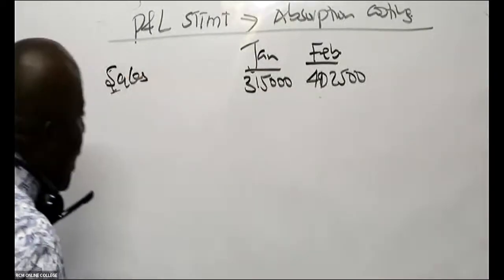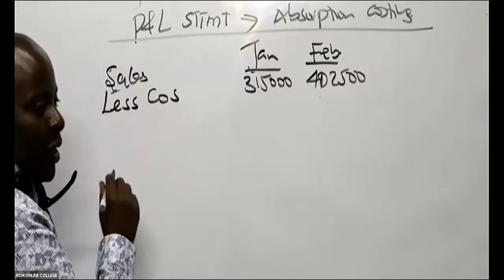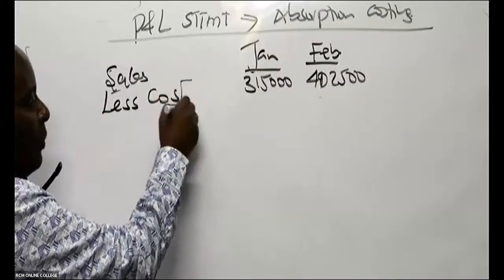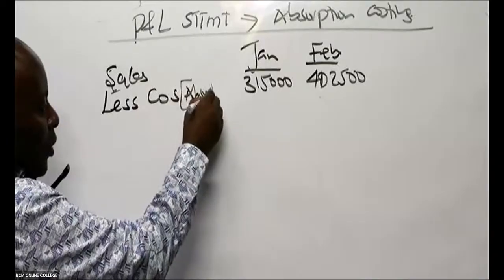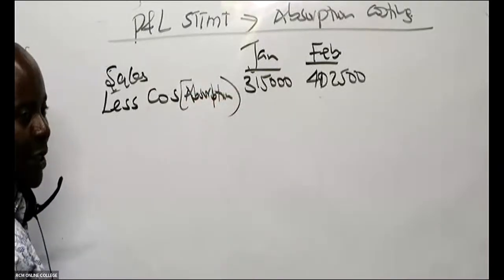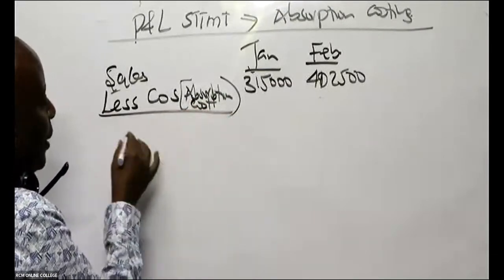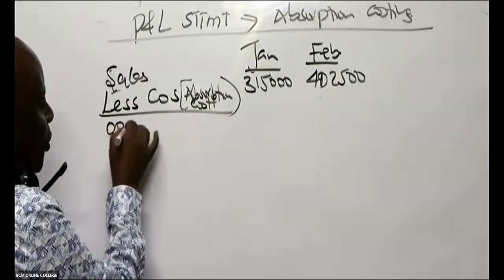So in this case here, we less cost of sale. Now I don't use the word marginal. I can come inside here and say, these are the ones absorbed. Absorption costing, isn't it? So we start, ladies and gentlemen, with opening inventory.